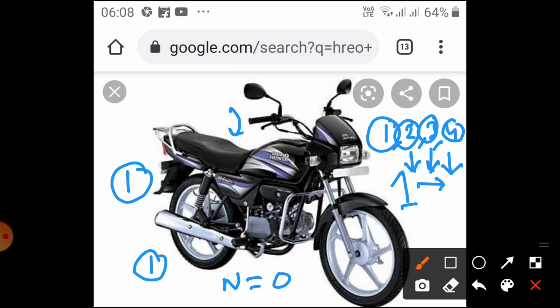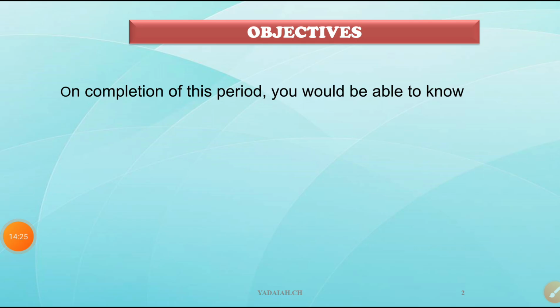Similarly, we are going to use the same thing in the case of AC motors also. These are the relations you have seen in previous classes. Now let us see what objectives we are going to cover in this class.